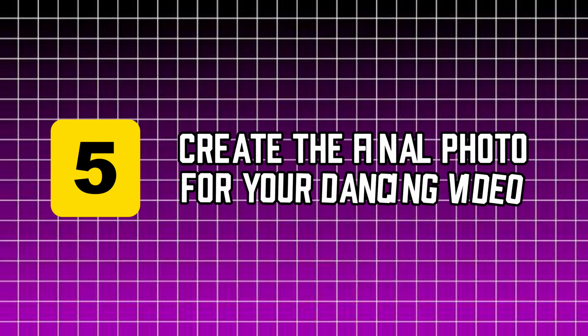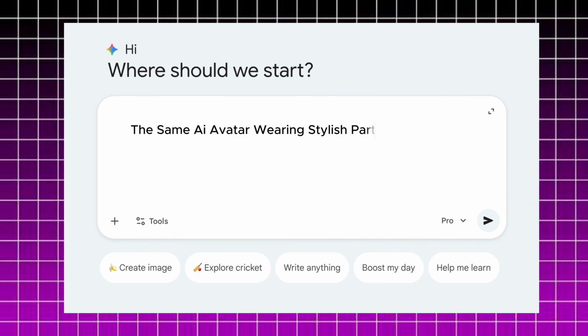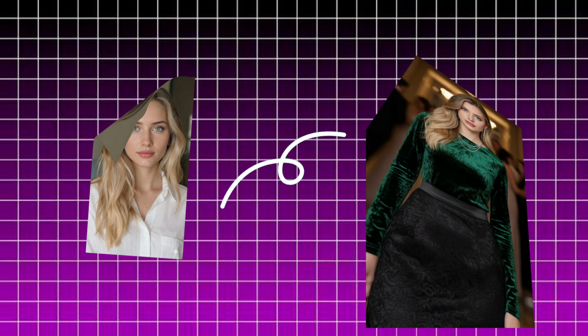Step 5. Create the final photo for your dancing video. Now we need to generate your AI model in proper clothing for the dancing video. Use a prompt like this. The same AI avatar wearing stylish party wear clothing, full body shot, standing naturally, good lighting, 9:16 aspect ratio. The 9:16 aspect ratio is critical. Why? Because TikTok, Instagram Reels, and YouTube Shorts all use vertical format. If you generate in the wrong ratio, you'll have to crop it later and lose quality. Generate this image and make sure it looks good. This is the photo we'll animate into a dancing video.